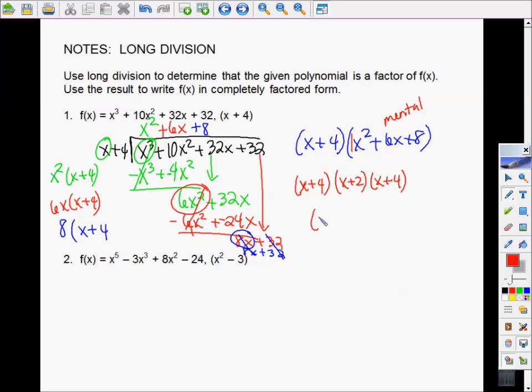So this becomes x plus 4 squared times x plus 2. And that means that the full factored form of this long polynomial is this. Now that I'm in this factored form, can I now graph my problem? Yes. Can I identify my x-intercepts? Yes.